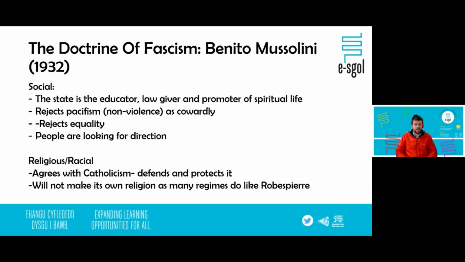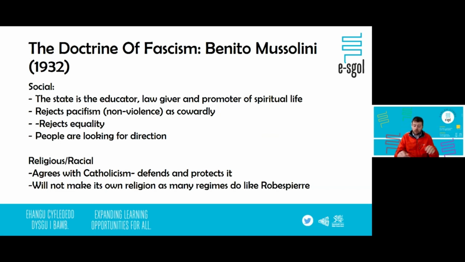Socially, what he said is the state is the educator, the lawgiver, the promoter of spiritual life. He rejected pacifism or non-violence as cowardly, rejects the idea of equality. He says people are looking for direction, all of which gives him credit, gives him acceptance to be a strong ruler.